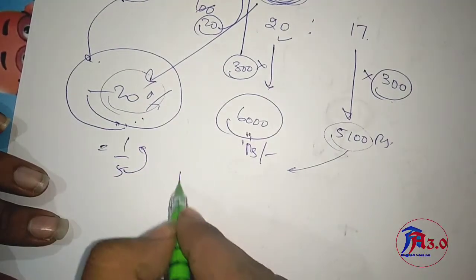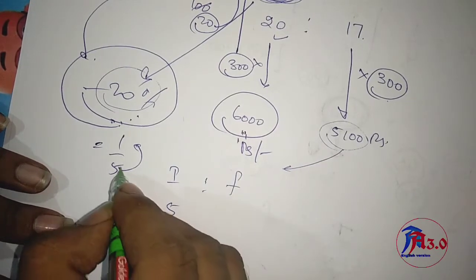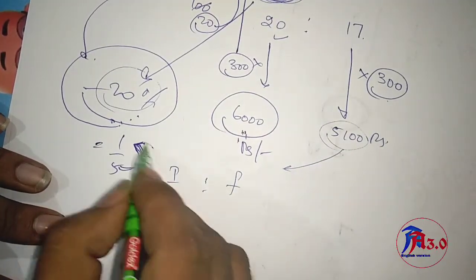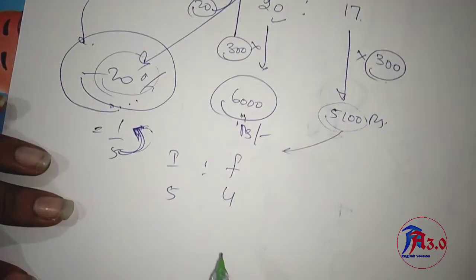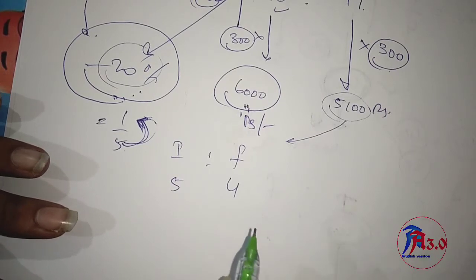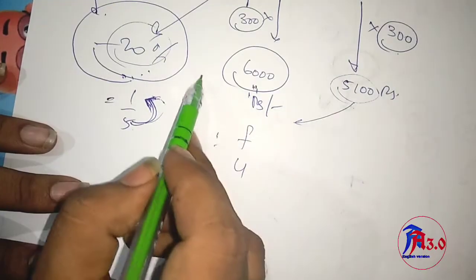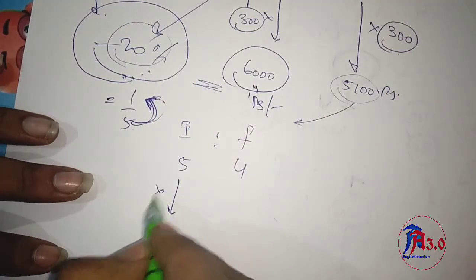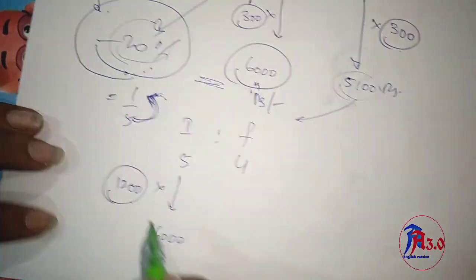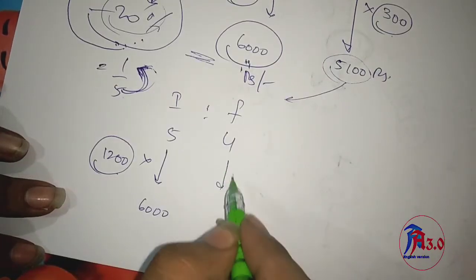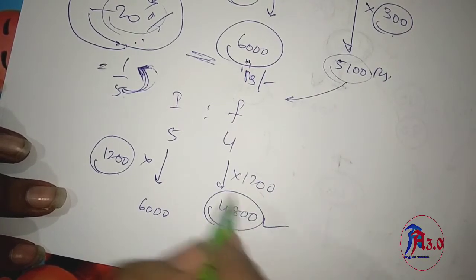So if we consider initial as 5, what will the final salary be? We are deducting, not adding, so we have to subtract here. 5 minus 1 unit is deducted, so my final salary will be 4. So here 5 units value is given as 6000. Then what is the value of 1 unit? The value of 1 unit is 1200. And what about 4 units? The final salary he gets is 4800 rupees.